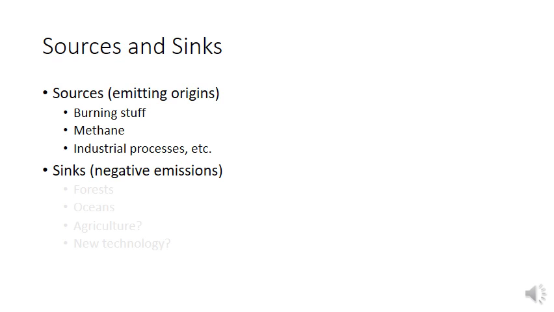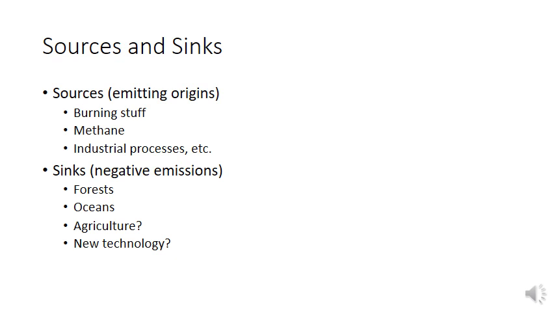Since so much methane comes from our agricultural processes, we can think of industrial processes more generally as being a source of greenhouse gas emissions. Factories, mining, manufacturing are all a major source of emitting greenhouse gas into the atmosphere. But we also have negative emissions. We have sinks, places that soak up some of these greenhouse gases.